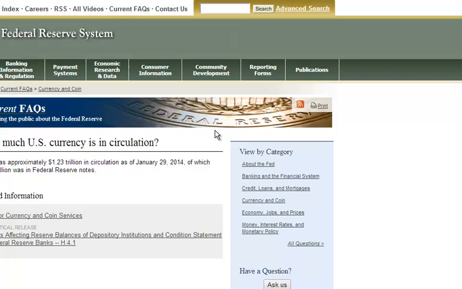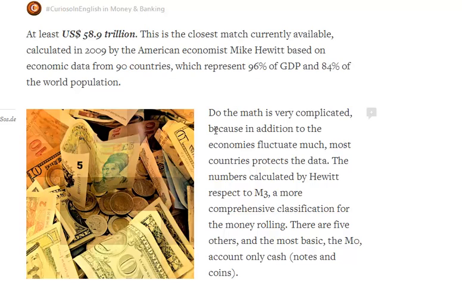So I'm going to try one more thing. I'm going to Google how much money is there in the world, and let's see if that's more than what's on the checkerboard. Here's what I got when I Googled how much money is there in the world. And of course, they're taking all foreign currency and converting it into its dollar equivalent. And the closest match currently available is about 58.9 trillion. Wow. 58.9 trillion right here.